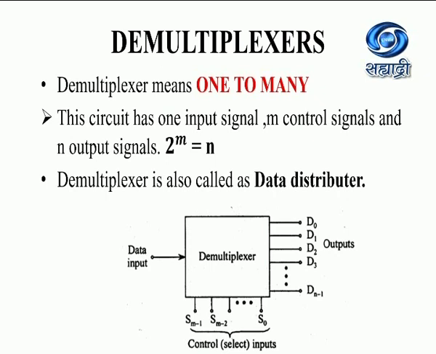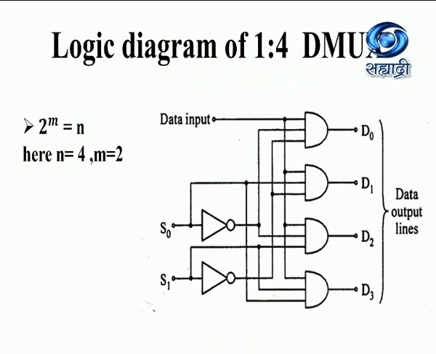So this circuit has 1 input signal, m control signals and n output signals. Here the formula is again the same, 2 raised to m is equal to n. So demultiplexer is also called as data distributor because the outputs are greater than data inputs. Only one input is required and we can select output by using control select inputs. So this is the logic diagram of 1:4 demux, that is one input is applied to this demux and 4 output lines are there, D0, D1, D2 and D3.